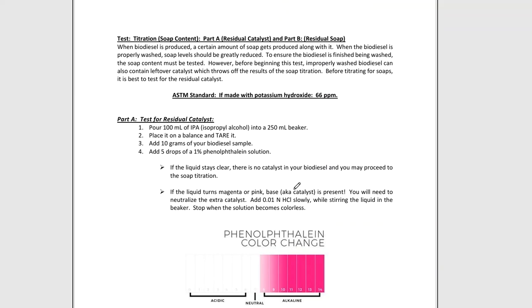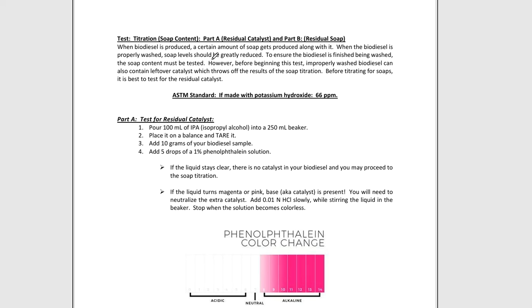Next up, another test that we're going to do with the biodiesel is the titration of a soap content. So there could be residual soap that is left over, and soap is going to be a two-stepper here. The first part is making sure that you don't have any catalyst that is left, and after you determine there's no catalyst left, then you take a look at the soap amount that we will begin to titrate, because the catalyst will interfere with the soap if you don't make sure that all the catalyst is neutralized and out of there before you begin the titration.